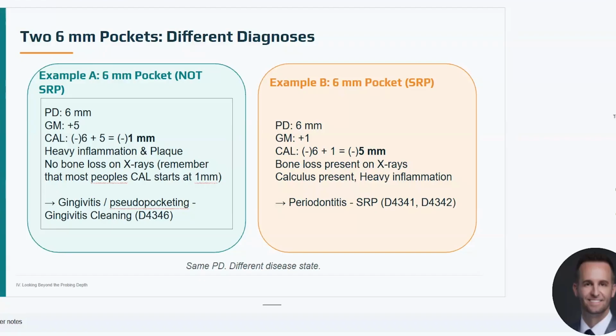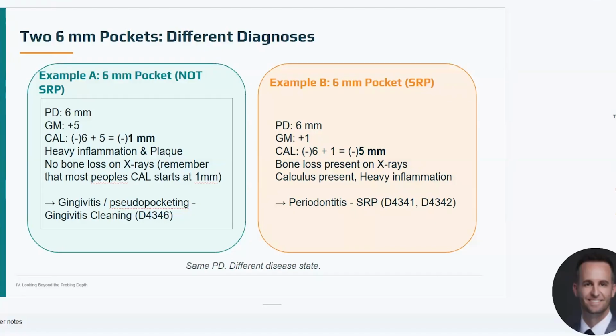So if we remember, most people's clinical attachment level starts at 1 millimeter or a -1. And so this person has had no bone loss. We'll see that on the x-rays as well. There's no bone loss on the x-rays. There's no bone loss according to the clinical attachment level, because if you haven't had any attachment loss here, you're likely not going to have bone loss.